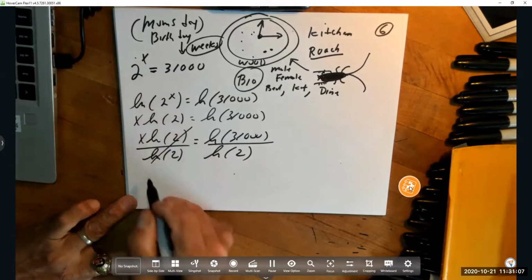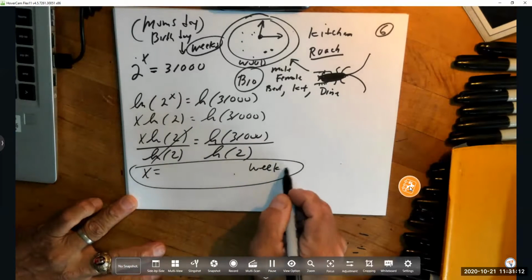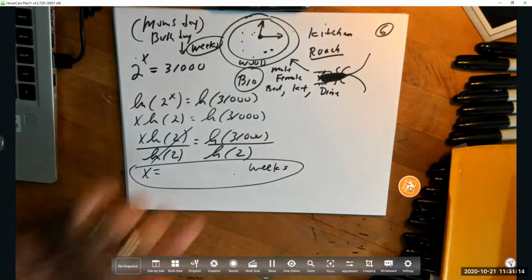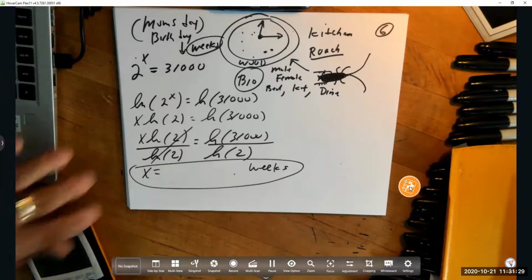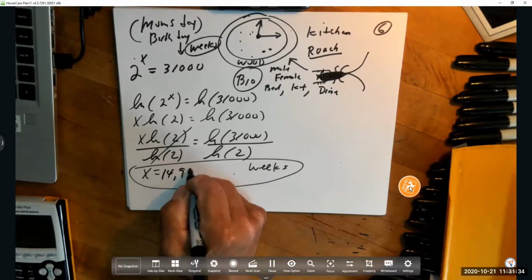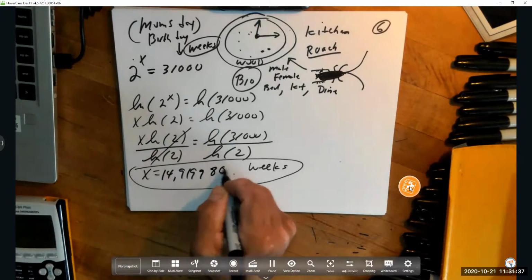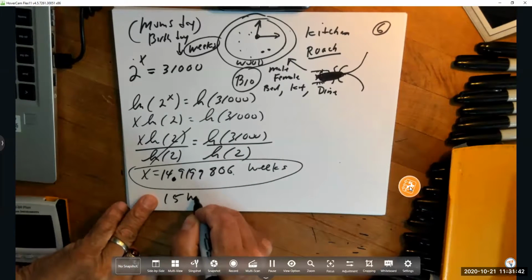So I know these are gone. So now, all right, do it on the calculator. I'm going to do it on mine. You do it on yours, okay? ln of 31,000 divided by ln of 2. What'd you get? Give me numbers. 14.9199806. All right, so I guess like 15 weeks.